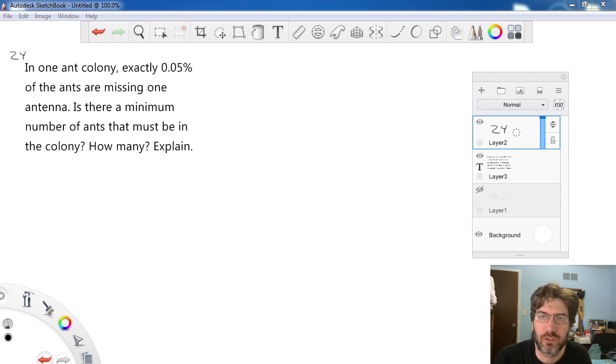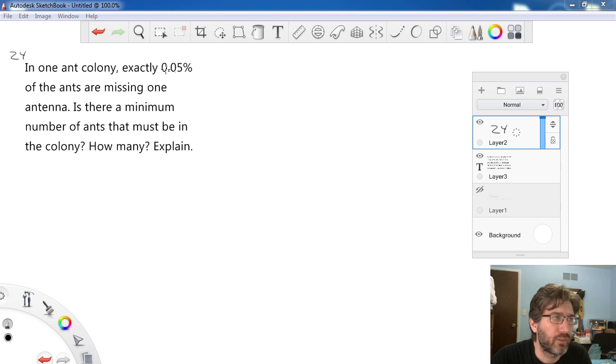I know Eli had a question on 24, which is probably one of the more difficult ones just because of the way it's worded. But I will give you an example of 24 here first. So 24 is the one about the ant colony. This is what 24 reads on your test.